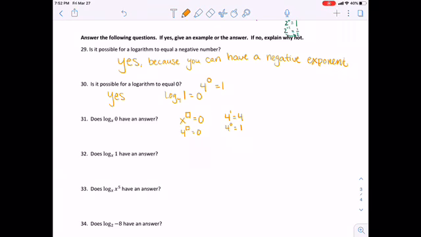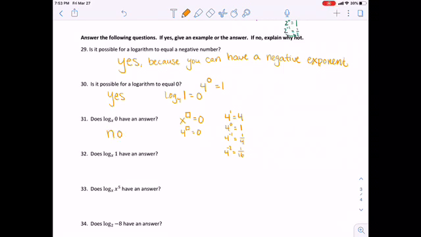So let's try some negative exponents. Maybe I have 4 to the negative first power, which is 1/4. We're getting closer to 0, but we're still not there. How about a negative second power? 4 to the negative second power gives me 1/16, which is still closer to 0, but we're still not going to get there. In fact, I can keep doing this forever, and my fractions will get closer and closer to 0, but they never actually get there. So log base x of 0 would not have an answer.